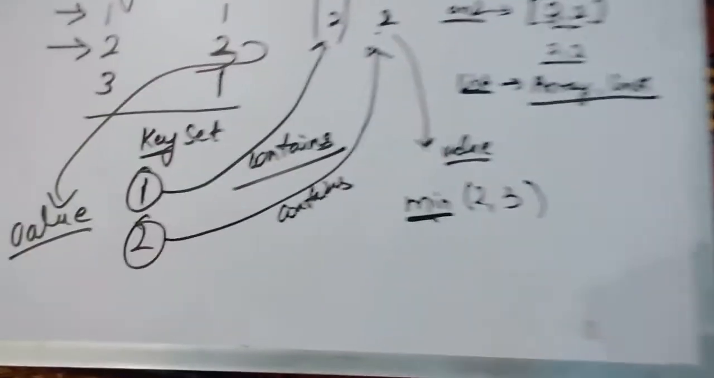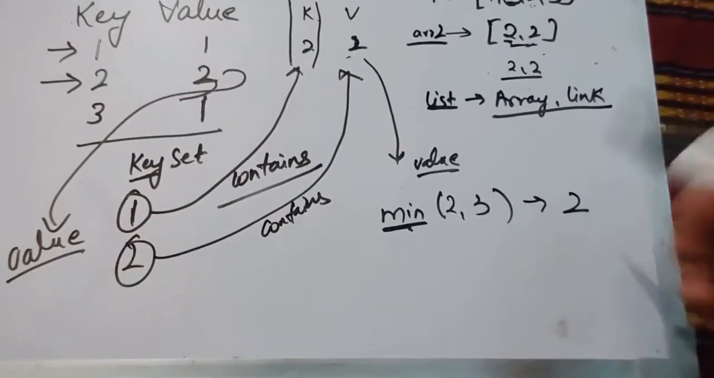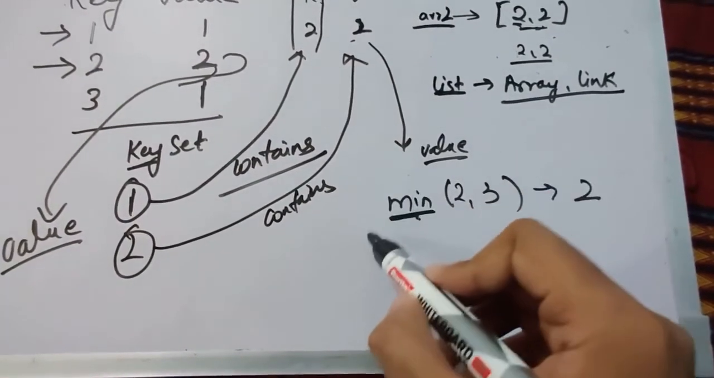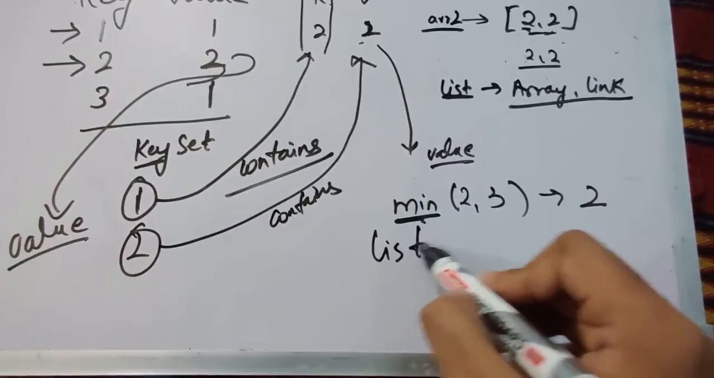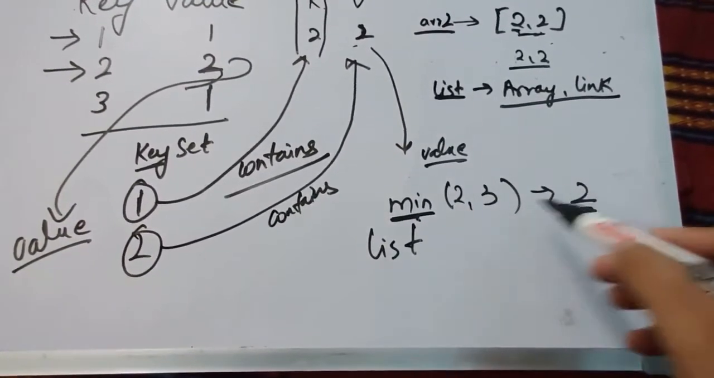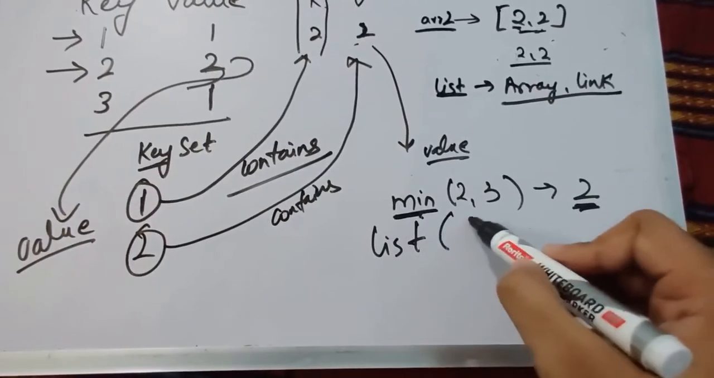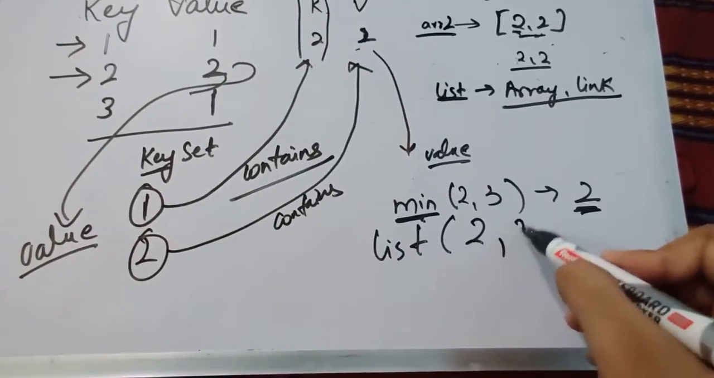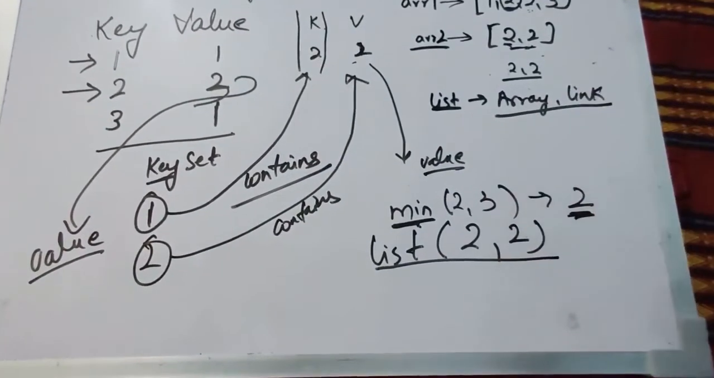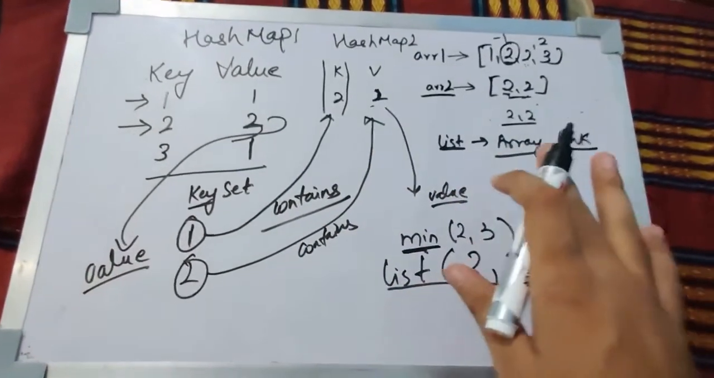So after getting the min value, what should we do? After getting the min value, we just have to fill the value in our list that many times. Whatever the count comes, that many times we have to add the value. So the list will have value 2 twice, and then you can convert this list to an array. So this is really simple.